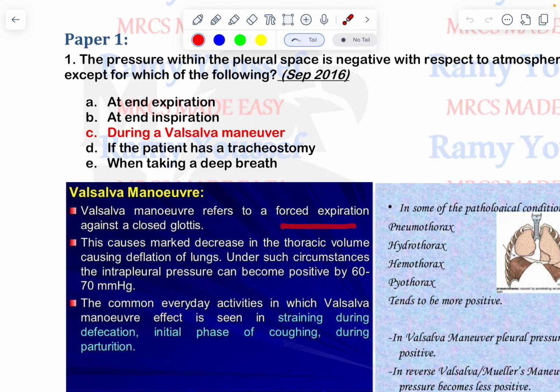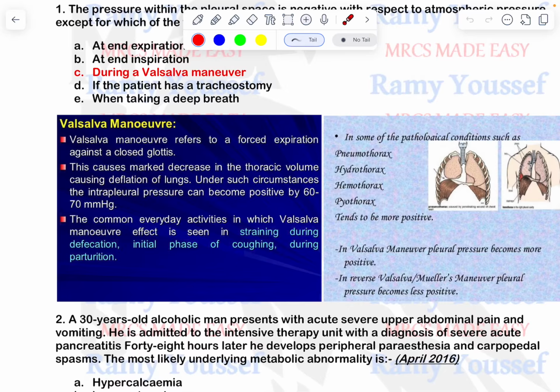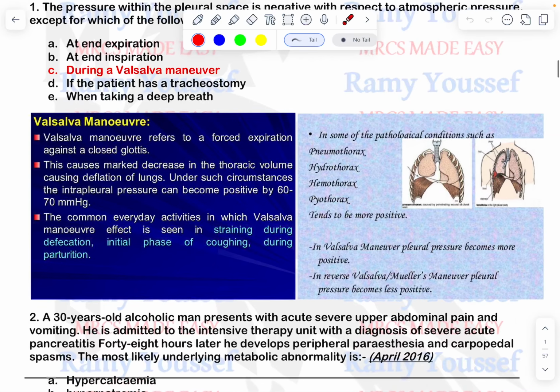It refers to the forced expiration against the closed vocal cord. So whenever someone is trying to increase the pressure in the thorax, under such circumstances, intrapleural pressure can become positive 60 to 70 millimeter of Hg. So generally it is negative except in Fawzia maneuver.